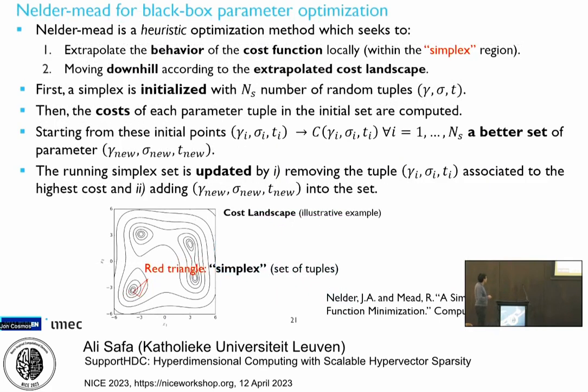And in this slide, we really see how Nelder-Mead works. So this red triangle here, each corner of it, you can see as a tuple gamma, sigma, and t. And as you see in the beginning, it tries to extrapolate the behavior of that cost function inside that triangle and tries to understand how to move downhill. So it's just a kind of heuristical way of descending downhill along a certain gradient.